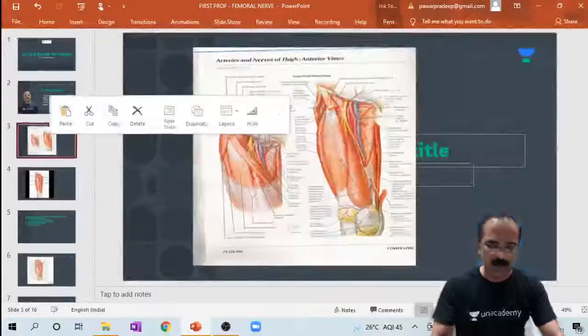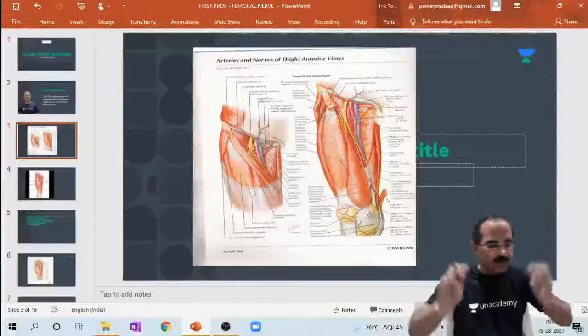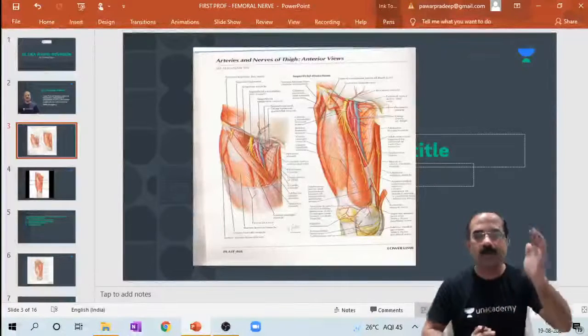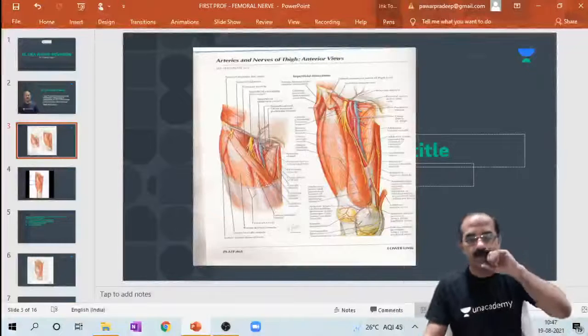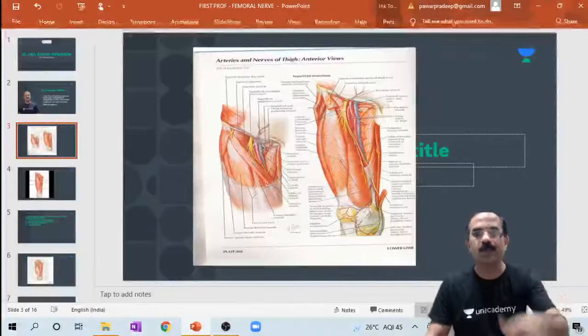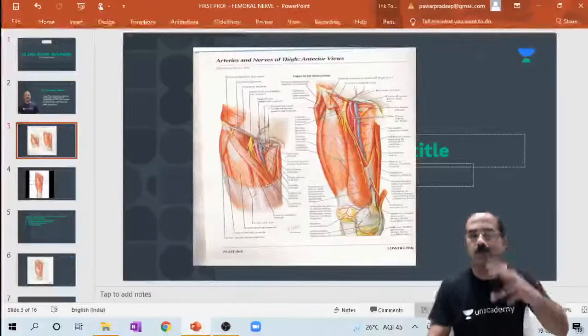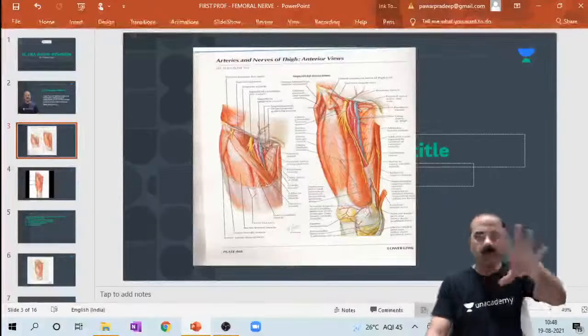Okay, students, is this clear? Just a quick revision of what I have told you today. We have discussed the anterior compartment of the thigh and the femoral nerve. Now, once again, a brief go through it. The muscles of the anterior compartment of the thigh are the Sartorius, the Rectus Femoris, the Vastus Medialis, the Vastus Lateralis, and the Vastus Intermedius.